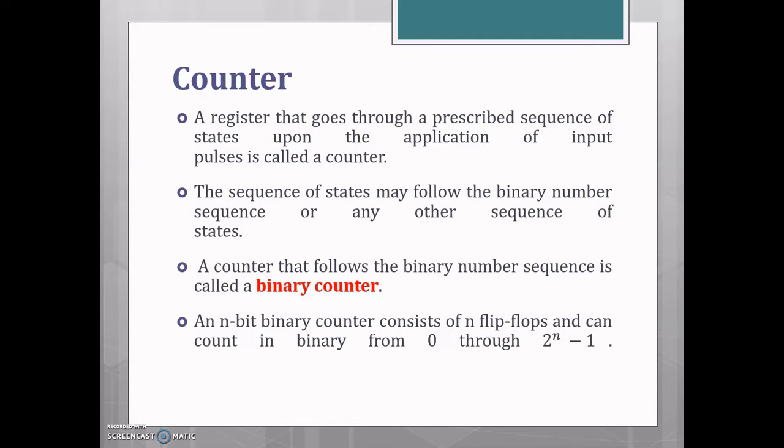The counter that follows the binary number sequence is referred to as a binary counter. An n-bit binary counter consists of n flip-flops and can count in binary from 0 to 2 power n minus 1. For example, a 3-bit binary counter consists of 3 flip-flops and it counts from 0 to 7.